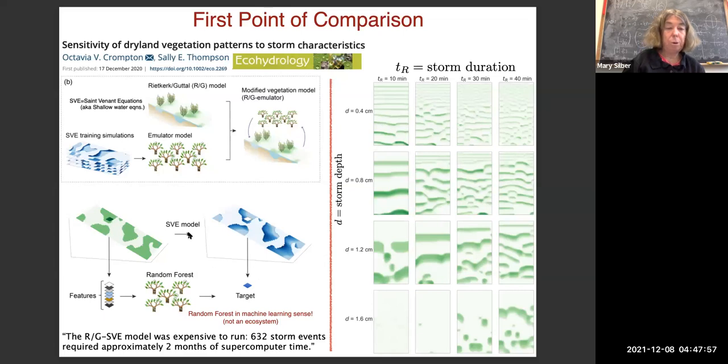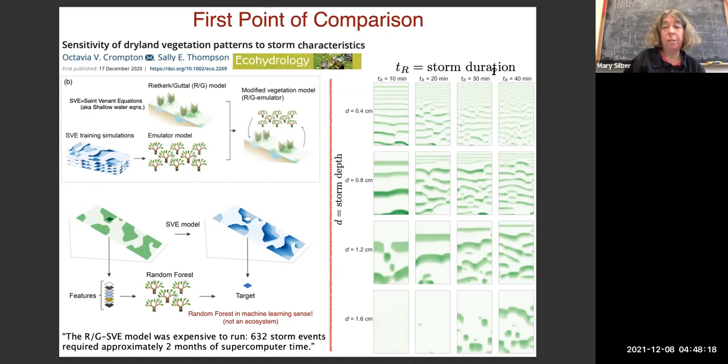And their approach was to build an emulator. So they use a machine learning technique to come up with some kind of statistical model for how the water should be distributed given the vegetation and the storm characteristics. So that was their approach.